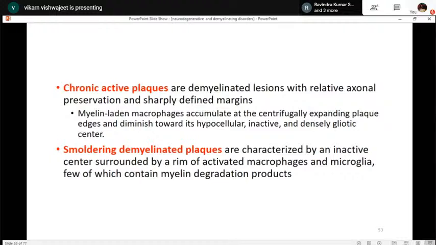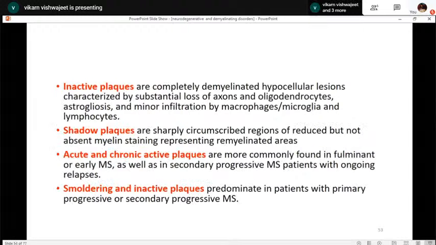Smoldering demyelinating plaques are characterized by an inactive center surrounded by a rim of activated macrophages and microglia, few of which contain myelin degradation products. Inactive plaques are completely demyelinated lesions characterized by extensive loss of axons and oligodendrocytes, astrogliosis, and relatively less infiltration of macrophages and lymphocytes. Shadow plaques represent remyelinating lesions, and they are sharply circumscribed lesions of reduced but not absent myelin staining.